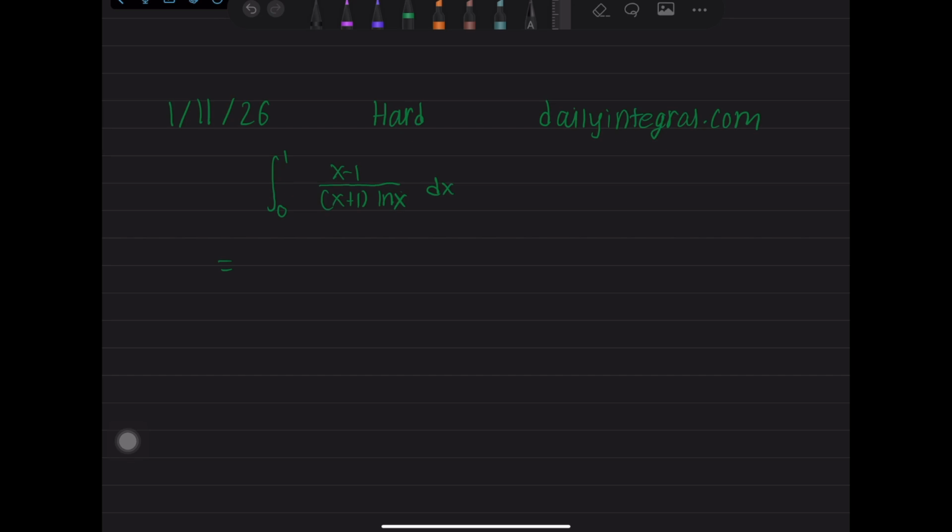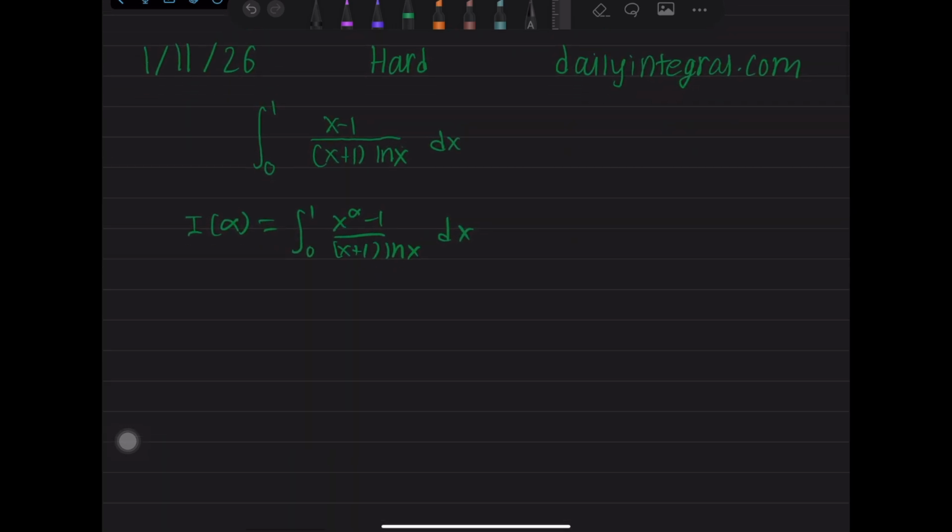So the way we're going to do this is we're going to use Feynman's technique, or what's called the Leibniz integral rule. So we're going to define a parameter alpha and we're going to add this parameter right here. So x to the alpha minus 1 over x plus 1 times ln of x. And what we're going to do is differentiate this, and then we're going to come back and we'll be able to find our answer. So let's see how we're going to do this. So we'll first get I prime of alpha.